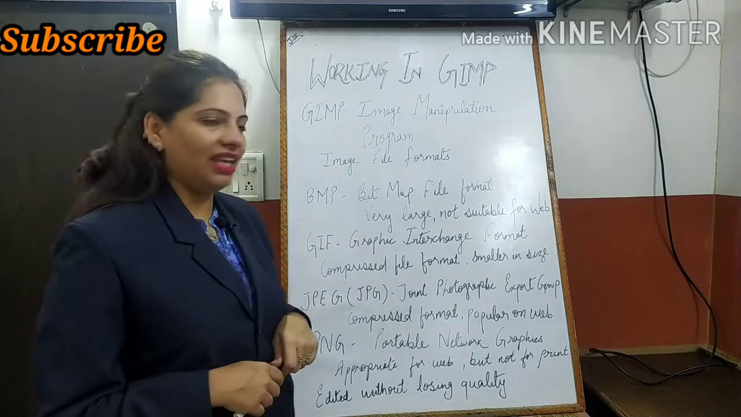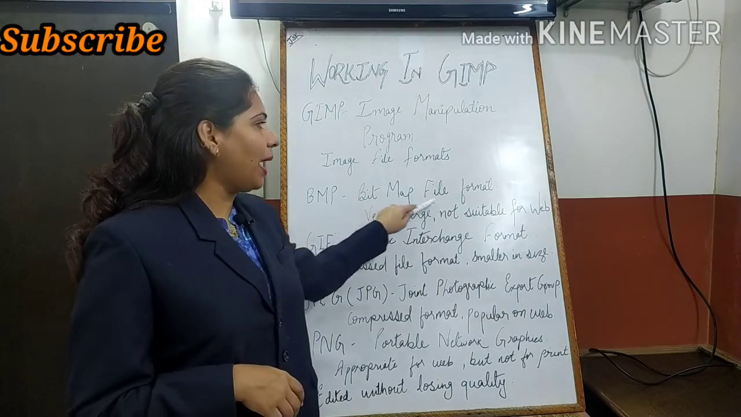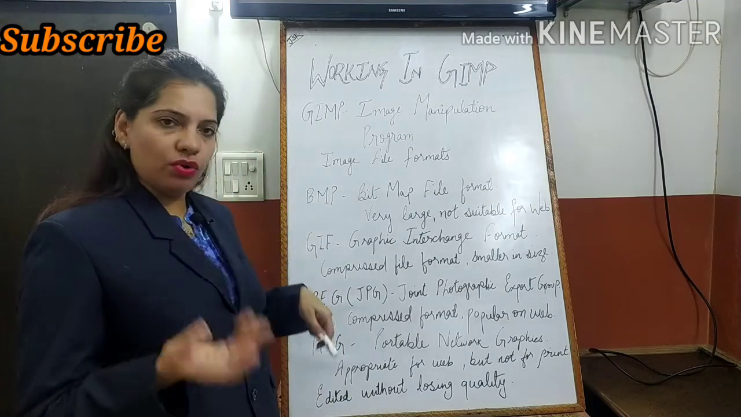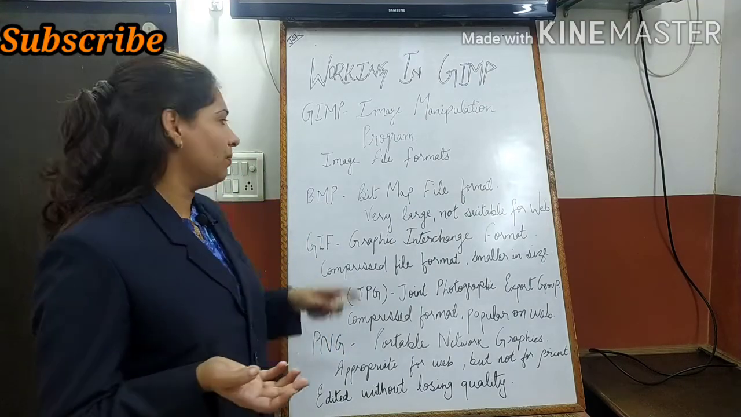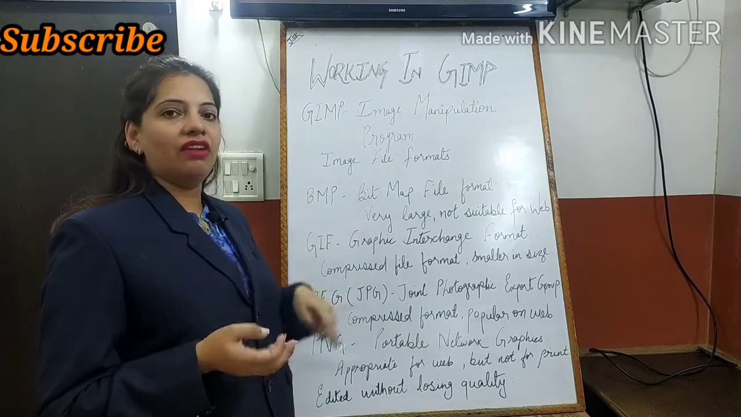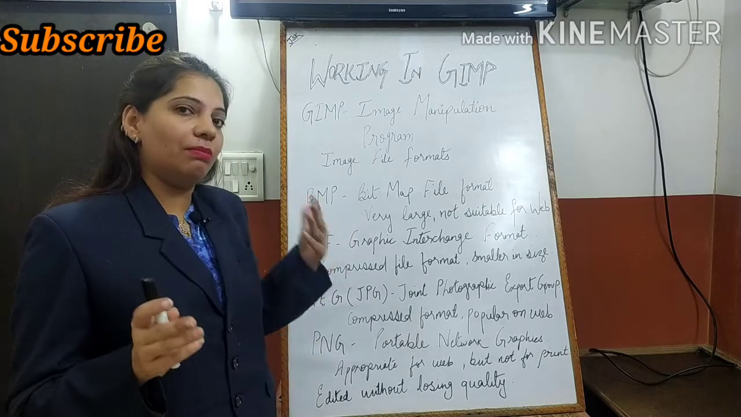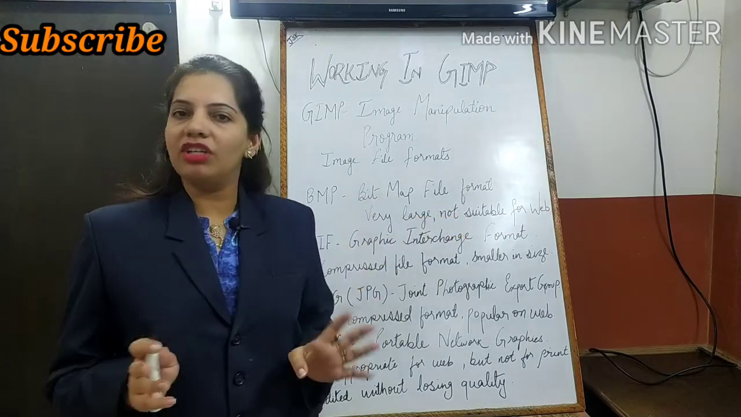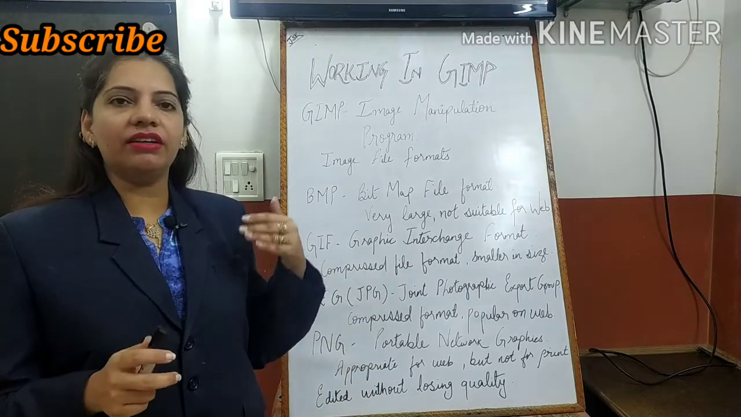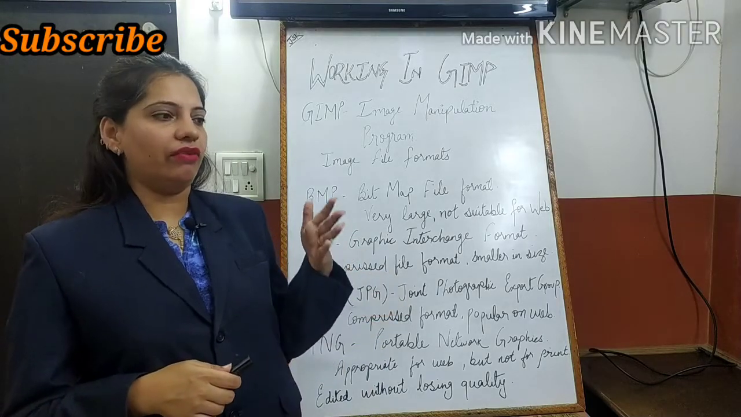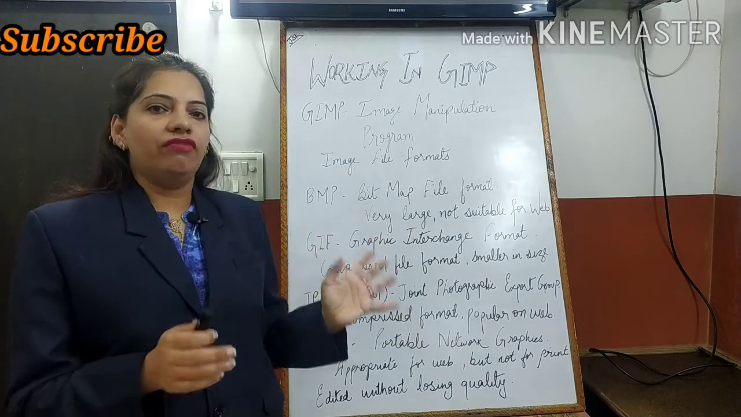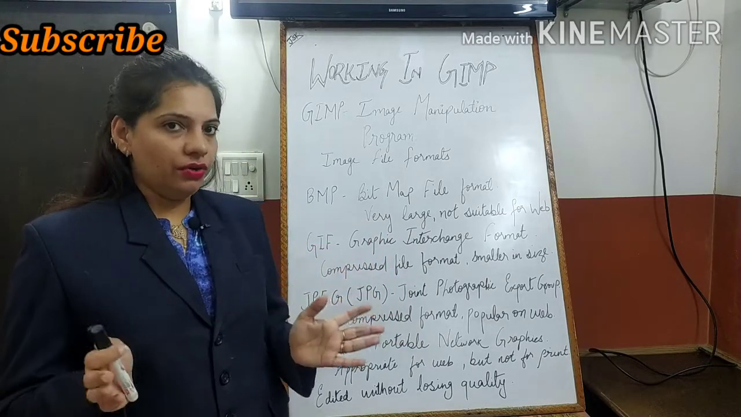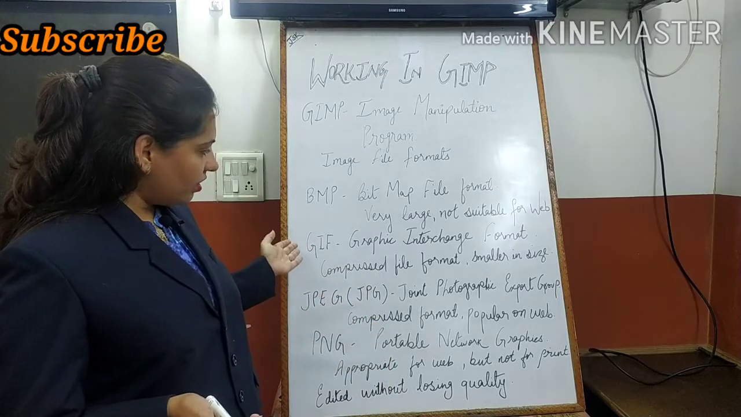First one is BMP. BMP stands for bitmap file format. They all have their own characteristics that we are going to study. So in BMP, if the particular image is in BMP format, it will be very large, and it is not suitable for the web. Like on the internet, on the websites, like you have worked with HTML or anything, if you are using this image on the web, it will not be supported. It is too large.